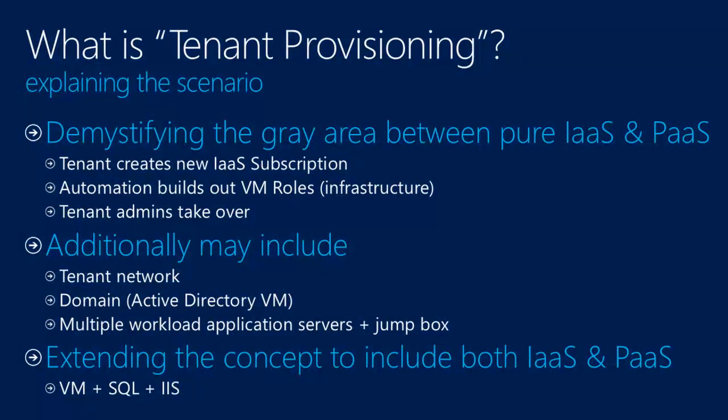So this may additionally include a tenant network, which ours does, a domain, Active Directory in that tenant, and then multiple workload applications, even a jump box or something like that. And then to extend, as I said before, extending that concept to include both, you can have a VM that's SQL and IaaS, and then leverage those as needed. It's just networking at that point and configuration.